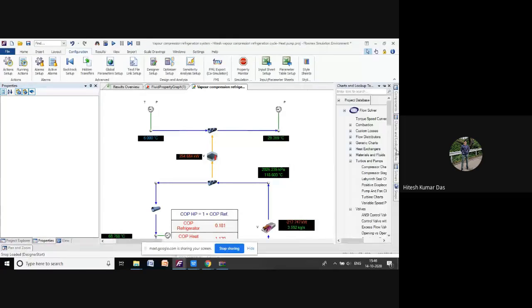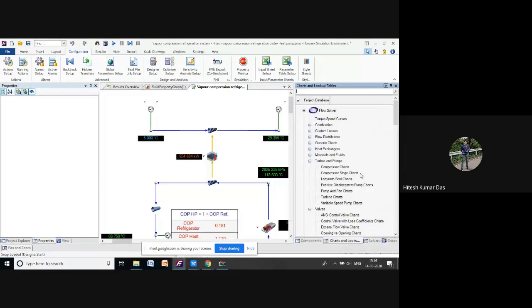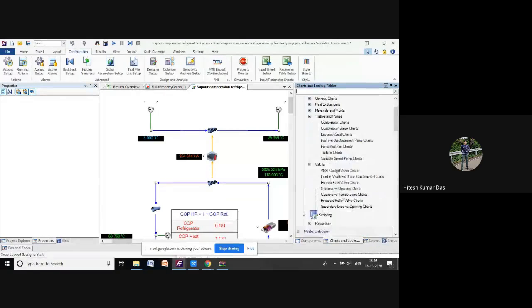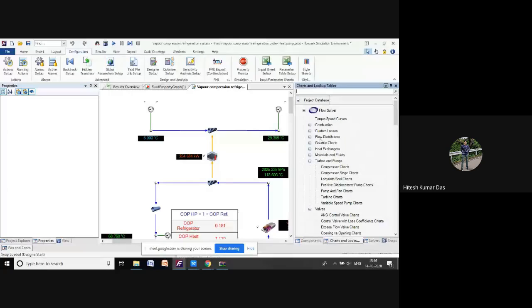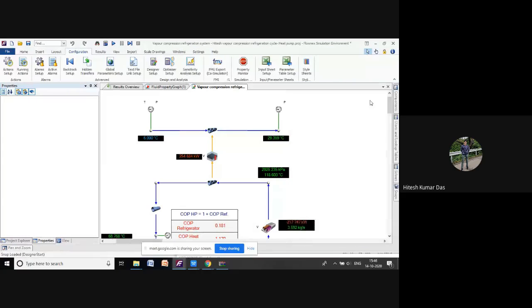If you want to see all the charts also, this is a chart and lookup table. In charts and lookup table, you can assign your own charts here. This is all about components. Next we'll go to this network. This is all about this condenser, where heat rejection is happening at constant pressure.